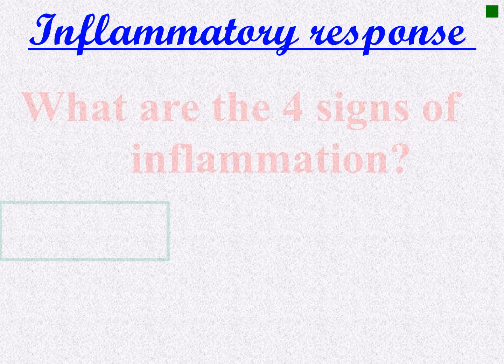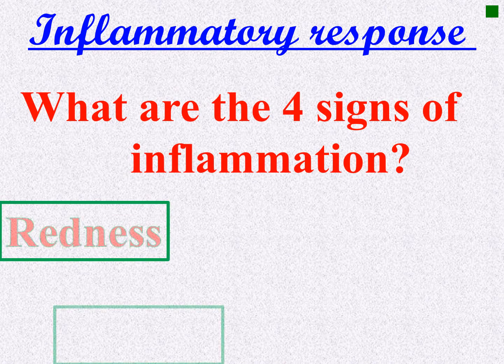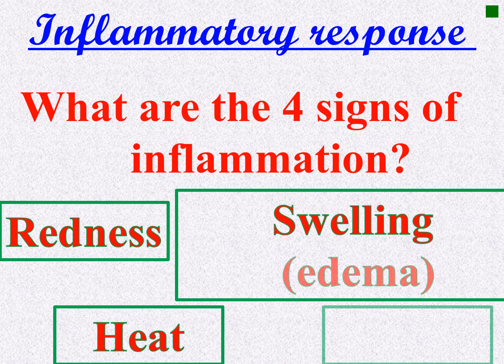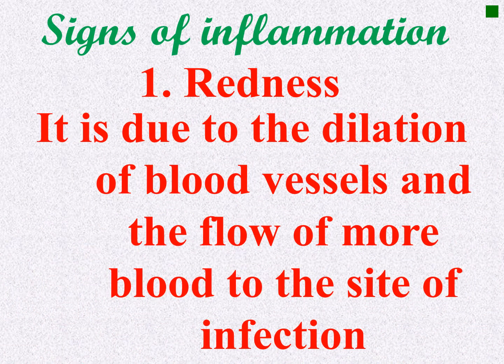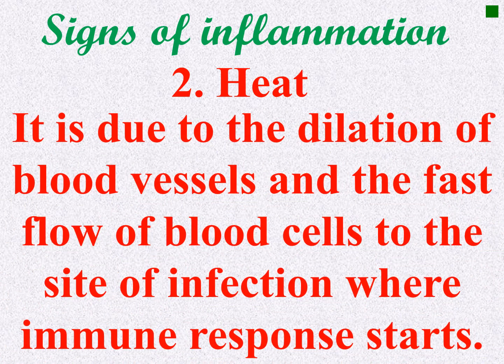So here we have the inflammatory response. We have four signs for inflammation. The first sign is called redness, then heat, edema or swelling, and finally we're going to have pain. Redness is due to the dilation of the blood vessels and the flow of more blood to the site of infection. Second, we have heat, due to the dilation of blood vessels and the fast flow of the blood cells toward the site of infection. So here we're going to have heat and the immune response is going.